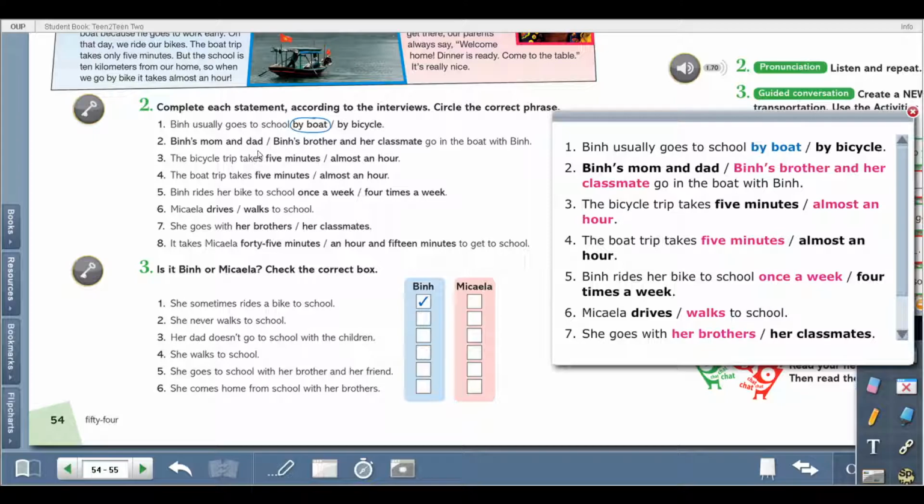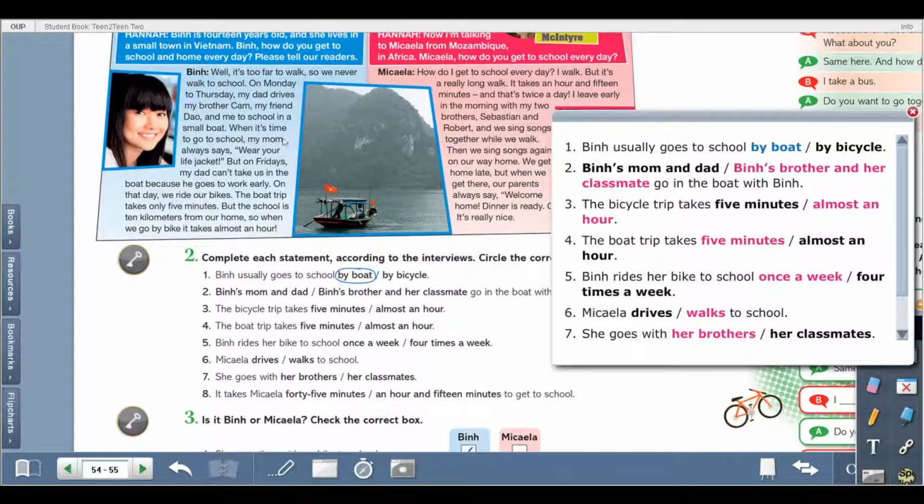2. Bin's mom and dad, Bin's brother and her classmate go in the boat with Bin. Which one? Bin's brother and her classmate go in the boat with Bin. Yes, that's right. Not mom and dad. 3. The bicycle trip takes 5 minutes, almost an hour. Bicycle trip, almost an hour, it says.